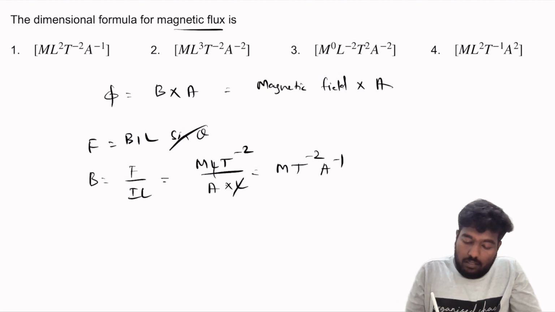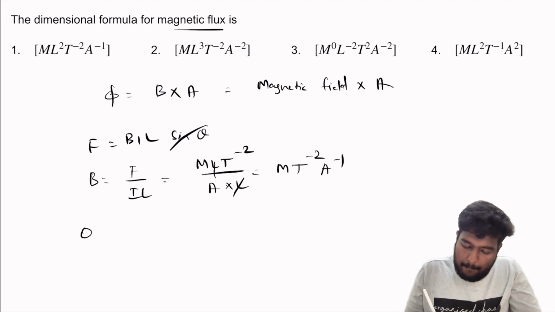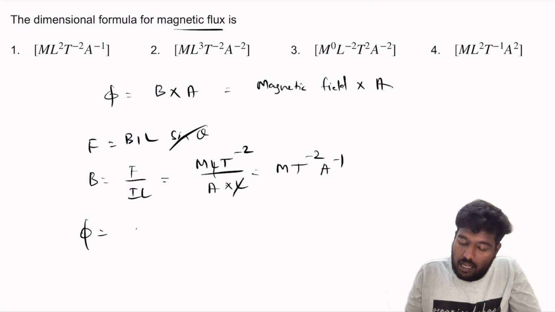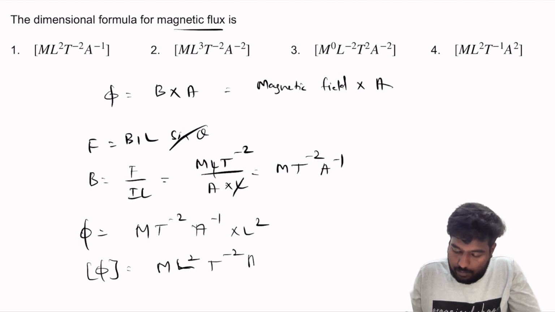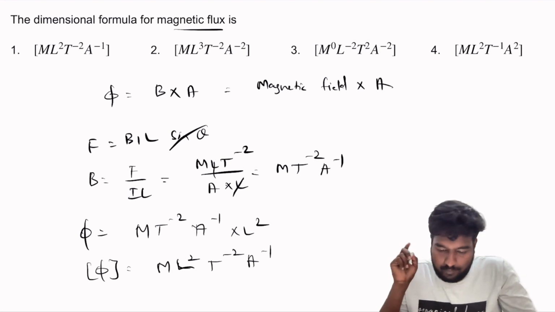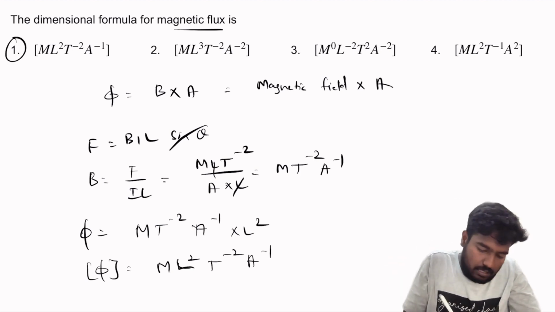Magnetic flux is B into area, which is L square. So M T power minus 2 A power minus 1 into L square. So the dimension of magnetic flux is ML square T power minus 2 A power minus 1. I think one is the right answer.